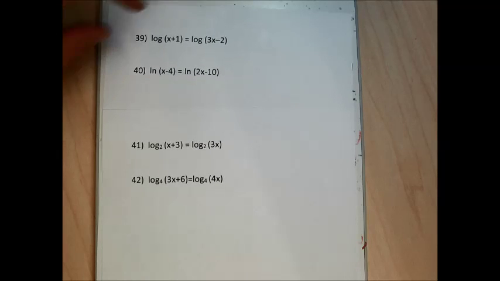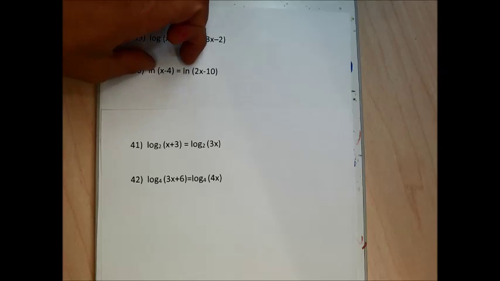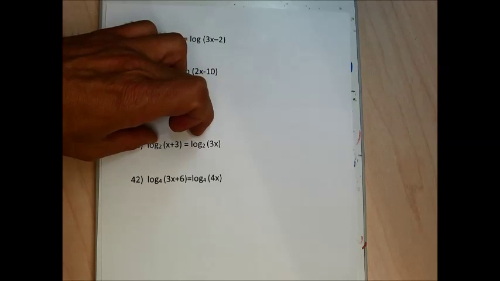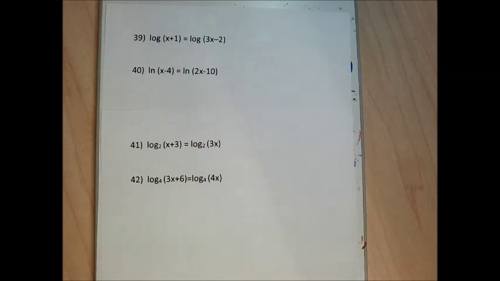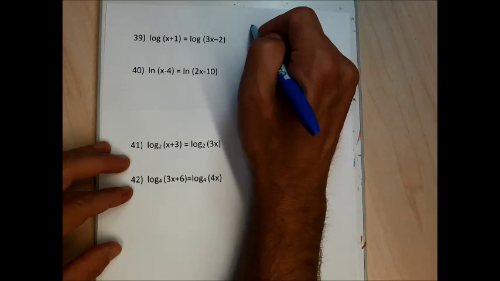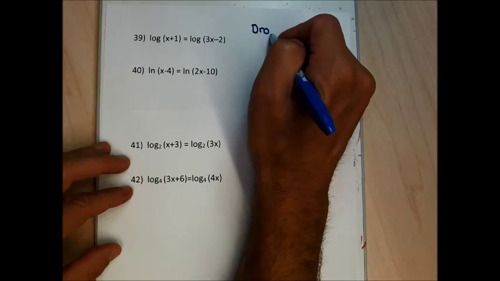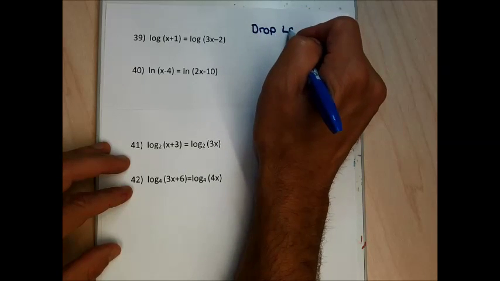In 39, both the logs are base 10, in 40, both the logs are base e, in 41, both the logs are base 2, and in 42, both the logs are base 4. For each one of these 4 problems, because there's a logarithm on each side of the equation, there isn't a number that's not part of the logarithm. I can simply just drop the logs and set the arguments equal to each other. So these are special problems where I can just drop the logs without any switching.